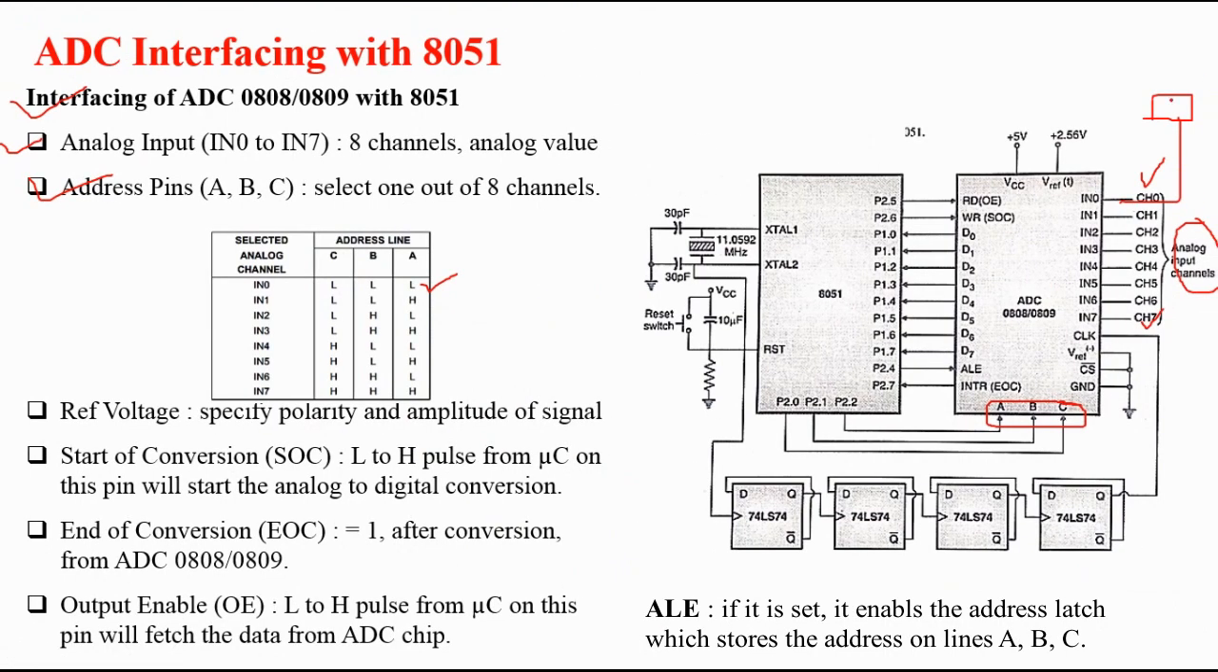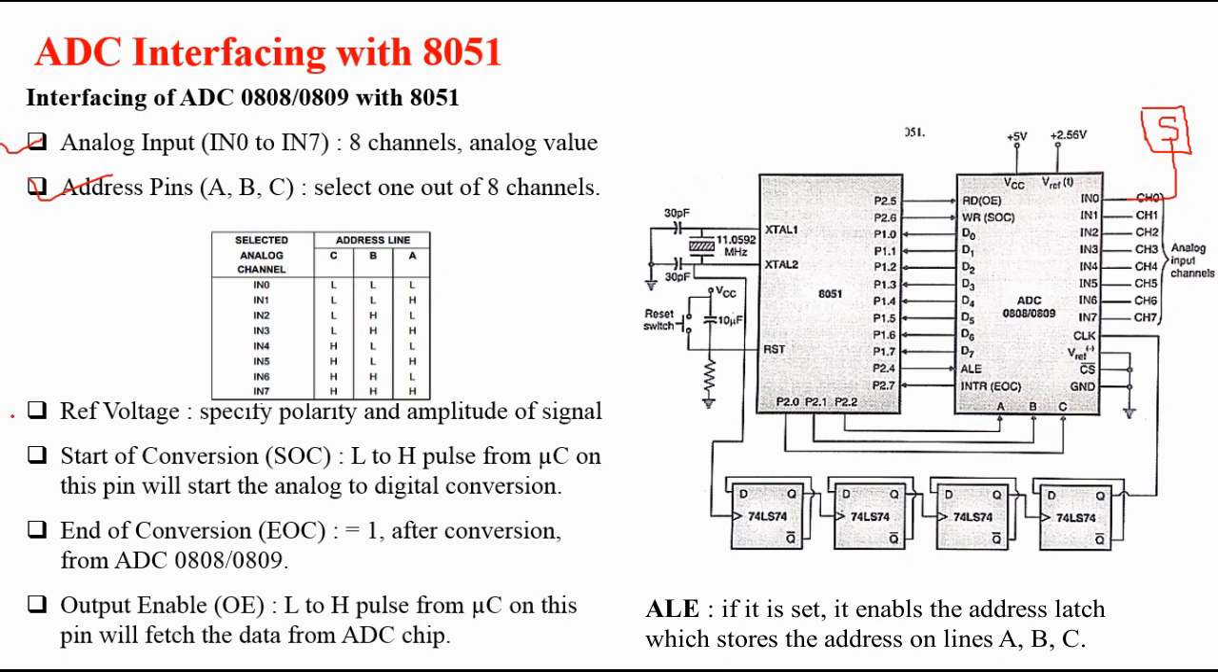Our sensor is connected at pin CH0, so for that purpose CBA should be 0. So all of those bits, or the status of the pins sent by P2.0, P2.1 and P2.2, should be 0. In this way channel 0 will get selected. If you want another channel, then you can select other channels also.